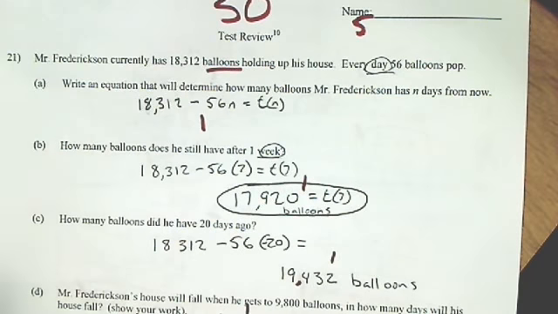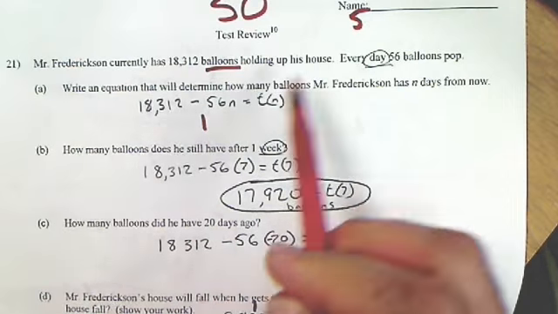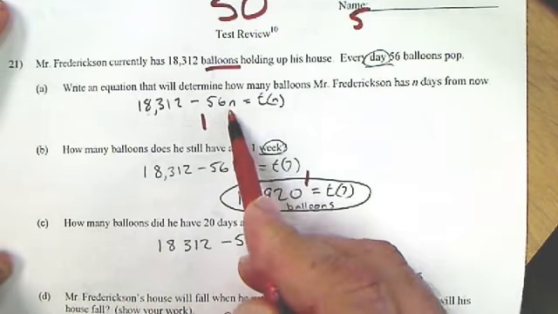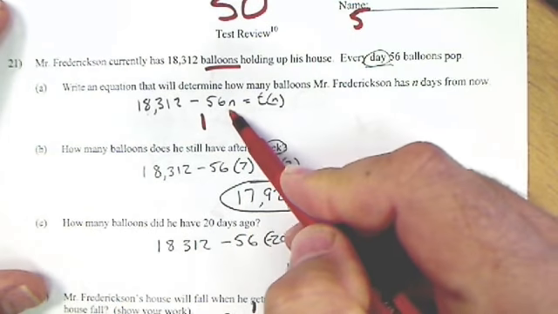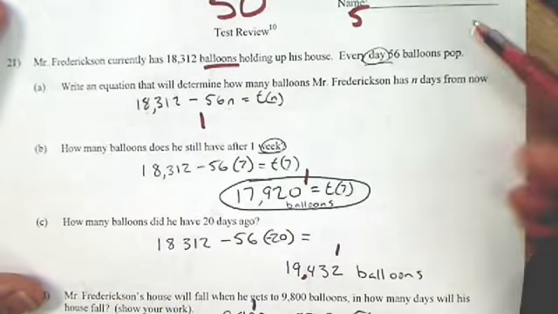Here's our practice for the Sig test. Start off with this many balloons, and they pop, so they're disappearing, so that's a negative 56 is my slope, because that's how they're changing each time. So that's my rate of change. That's my starting point, or my y-intercept.